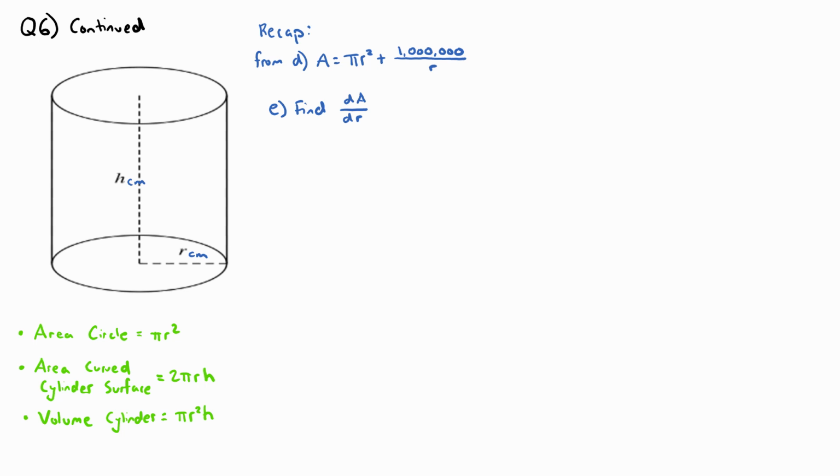Question 6, part E, asks to find dA on dR, which you may otherwise see as A dash, which means the derivative of the A equation, which I have brought down from part D above, where A is equal to pi r squared plus 1 million on R. So basically we just need to derive this equation here.